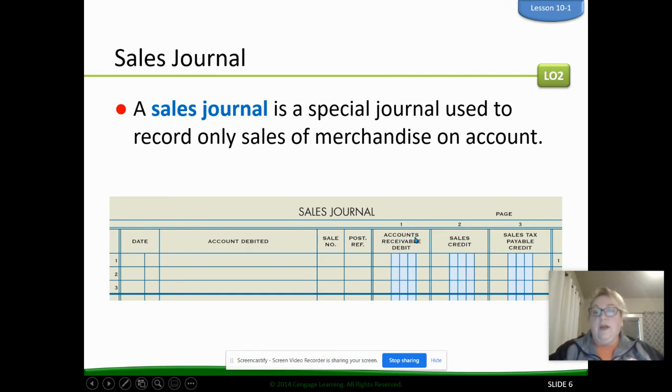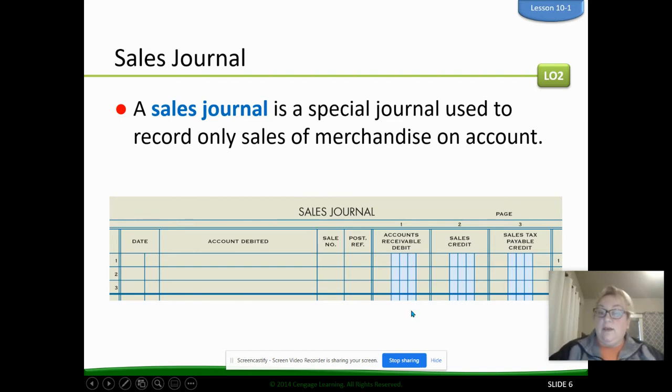Now it has our accounts receivable debit. So this is the column where we're going to have the overall total. So in our sales credit column, this is the amount of the actual sale before sales tax. Here's the amount of our sales tax, and then here's the amount that the customer owes us.